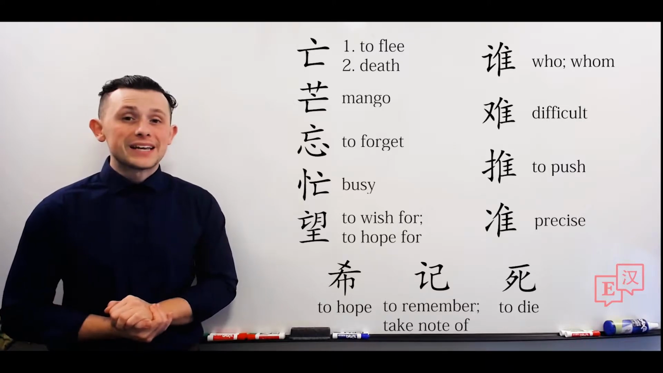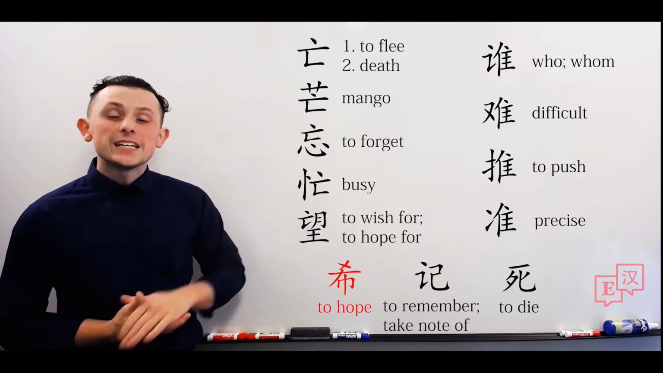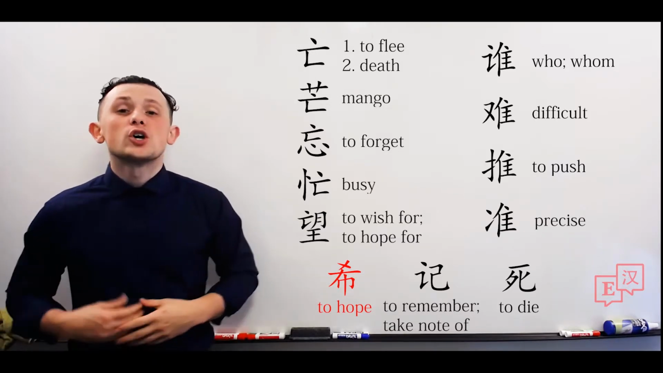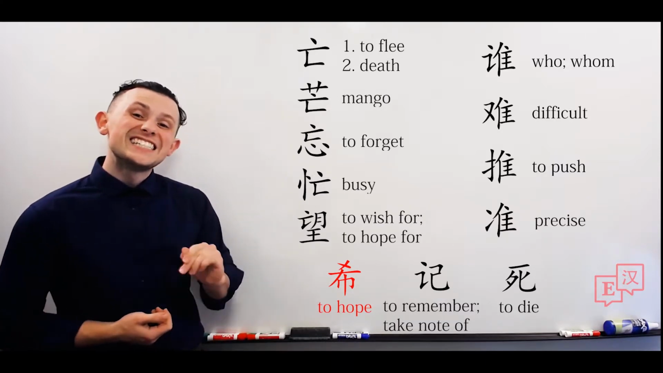Now we have three more characters we need to learn. The first of which being xi. Pronounced exactly like west, xi means to cherish or to hope for. Xi.